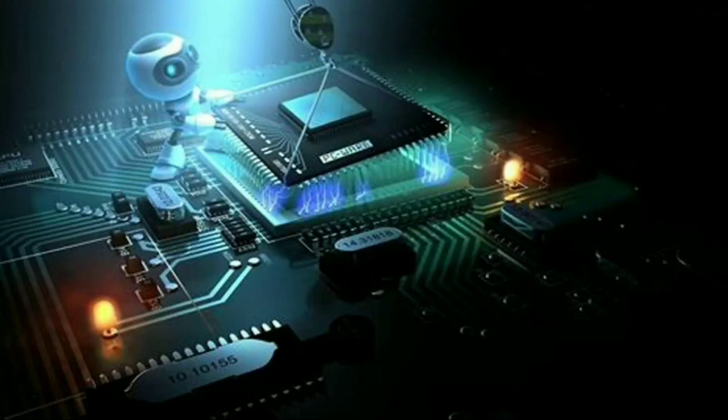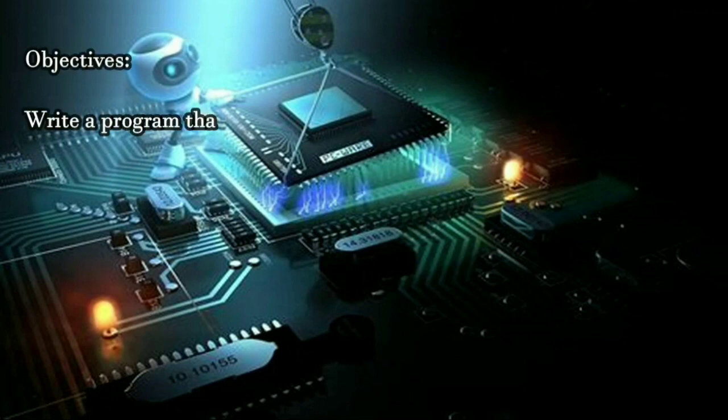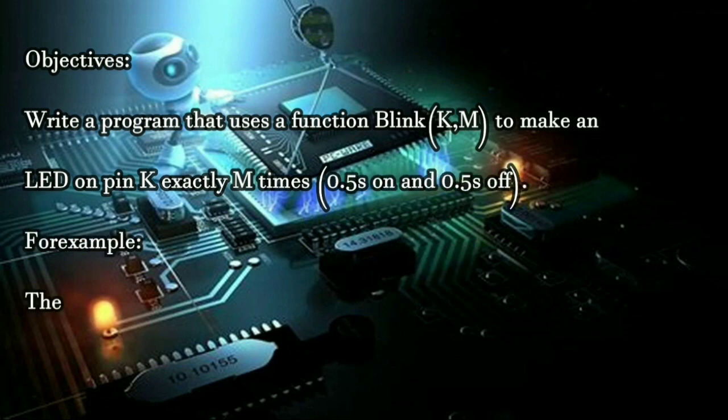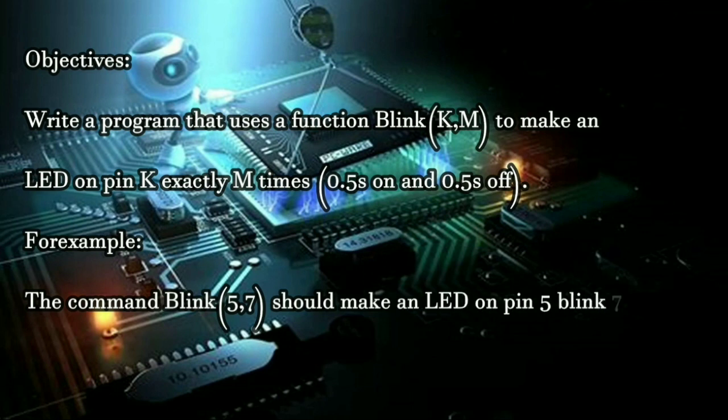So let's proceed with our program 1C. For program 1C, our objective is this. We need to write a program that uses a function, blink(k, m), to make an LED on pin K blink exactly m times, 0.5 second on and 0.5 second off. For instance, the command blink(5, 7) should make an LED on pin 5 blink 7 times.